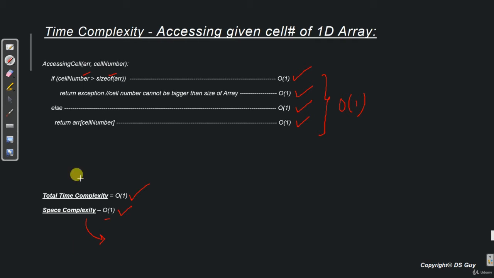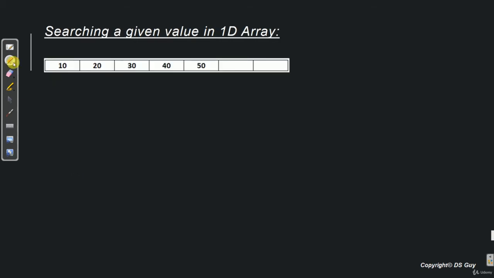Okay. So now that we have completed the first method, let's move on to the next method. The next method is searching a given value in a 1D array. Now what does that mean? What that means is we have been given a value, let's say 40, and we want to see if this value is already there in this array or not. So in this case we see that it is at cell number 3.